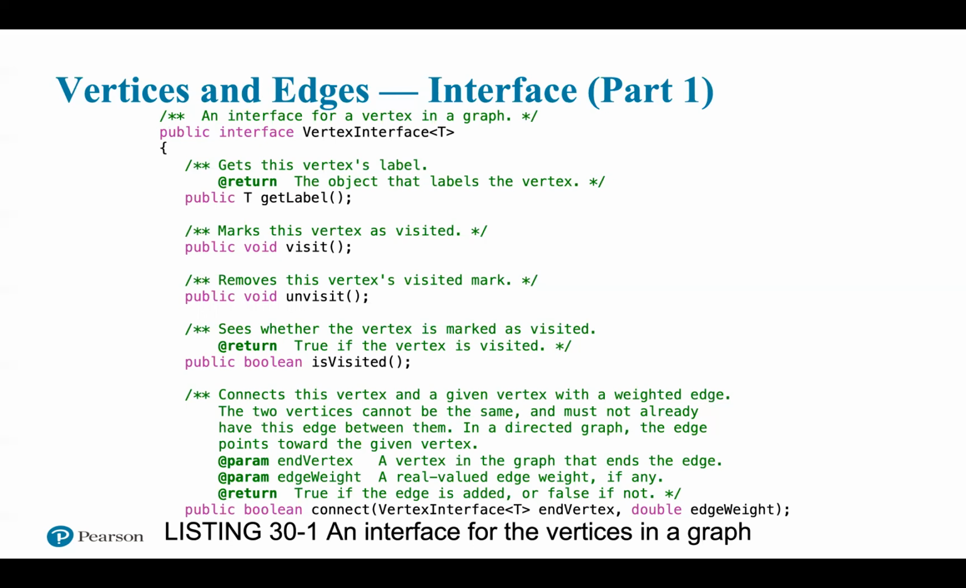For visiting the vertices, the algorithms that we discussed in the previous chapter require us to mark certain vertices when they are visited. We therefore give operations to Vertex that mark a vertex as visited, test whether a vertex has been visited, or remove the mark.